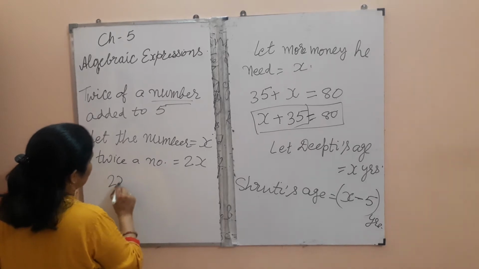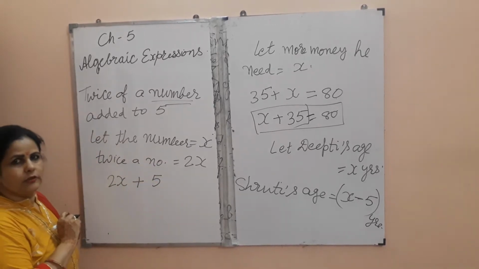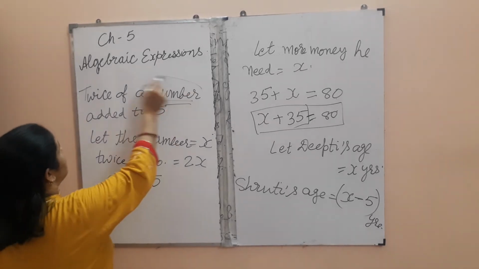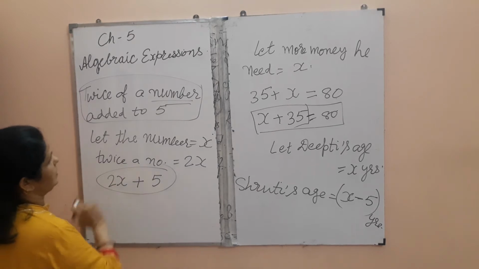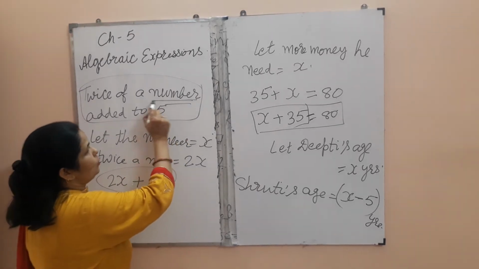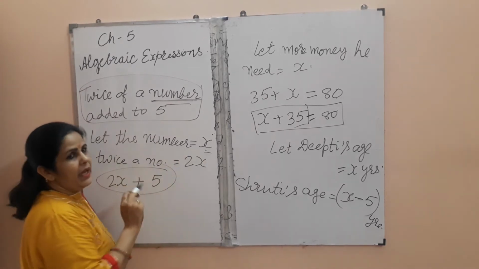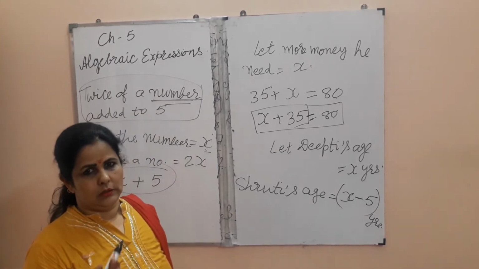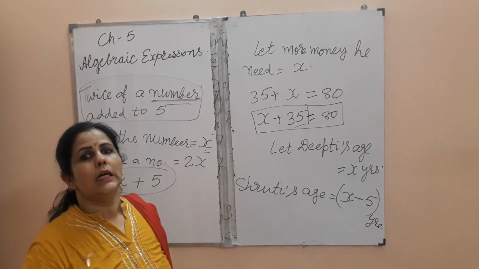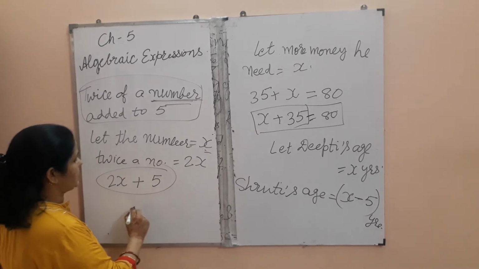So, twice a number, we will add 5. So this will be the expression for this statement. Understood? This is the answer. For an unknown value, unknown number, unknown thing, we will use variables, and for words like "sum", "more", "hence", we will use the plus sign.